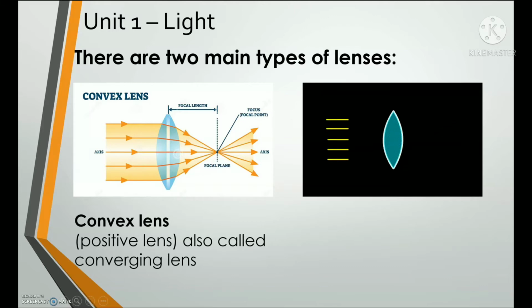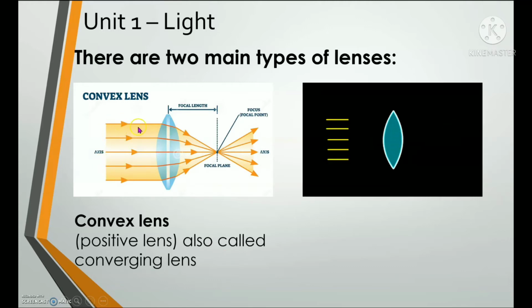So there are two main types of lenses. The first one is a convex lens. Everybody repeat after me. Convex lens. Positive lens, also called converging lens. Very good. So let's explain this picture right here.